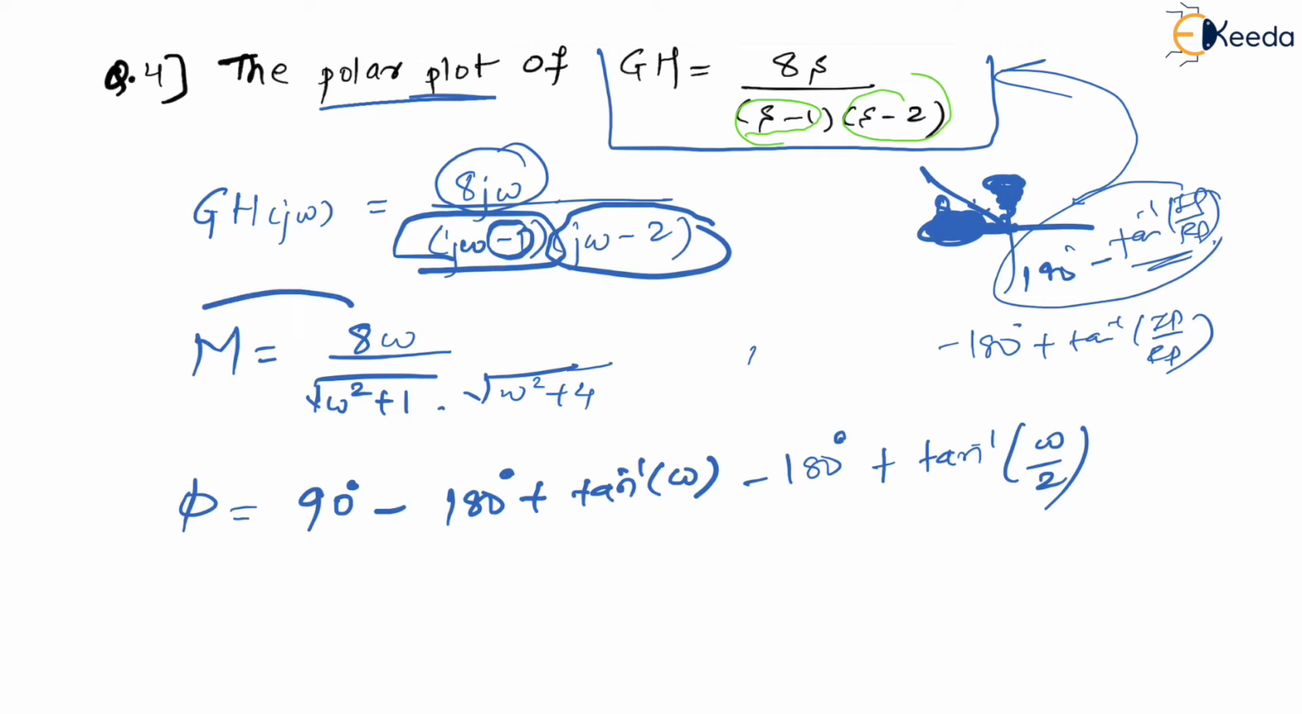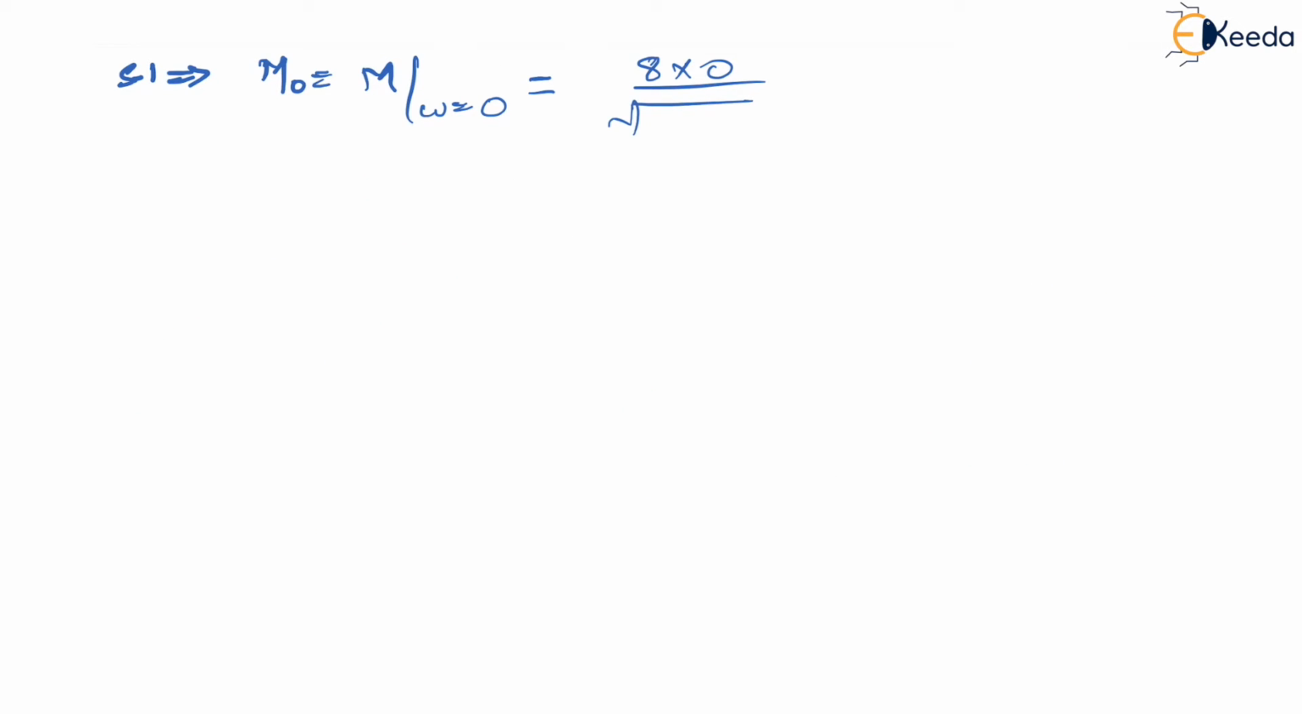Step 1 is M0, which is nothing but the magnitude at omega equal to 0. How do you find that? You put omega equal to 0 in the magnitude. So you get 8 into 0 upon under root of 0 plus 1 into under root of 0 plus 4. Since it is 8 into 0, 0 in the numerator gives you 0. M0 is 0. Now, what is M infinity?